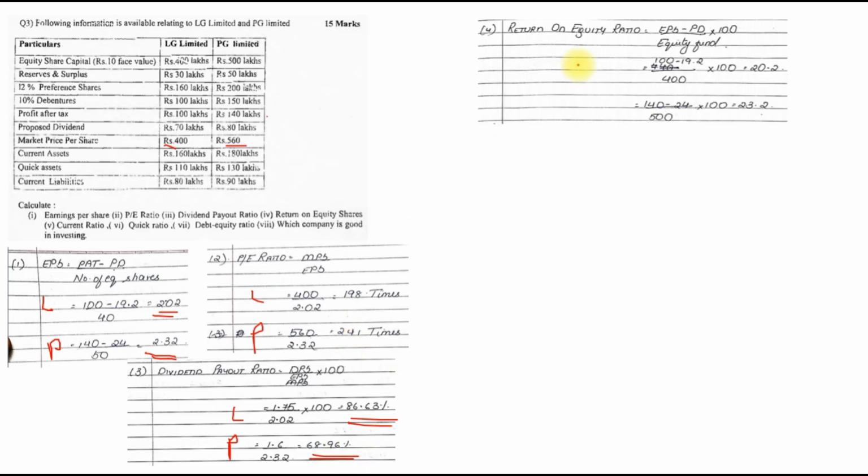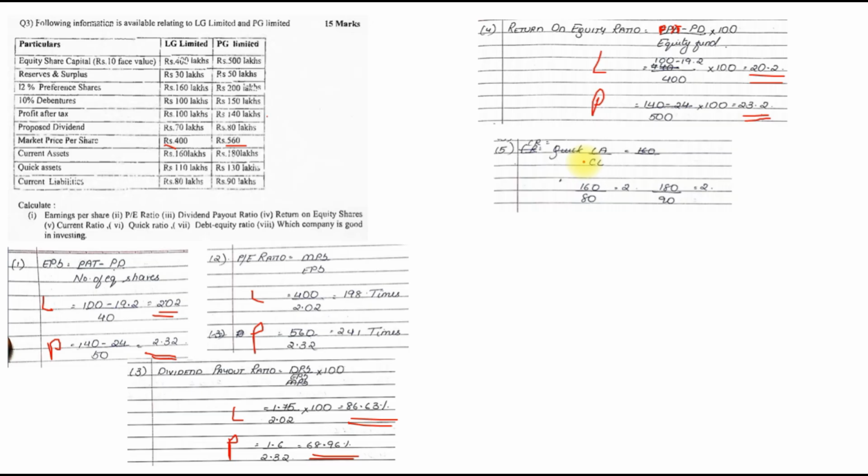Next one, return on equity share. The formula is earning per share, or you can say it is actually profit after tax. So profit after tax, this is PAT, minus preference dividend upon equity fund. So it is 100 minus 19.2 divided by 400 into 100. This is for LG Limited, and same way 140 minus 24 upon 500 into 100. So we get 20.2 and 23.2.